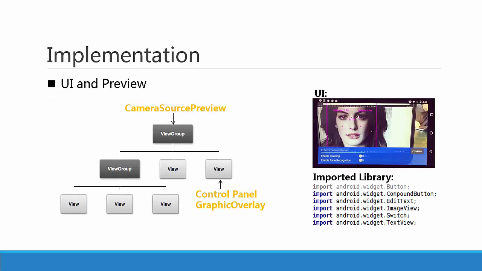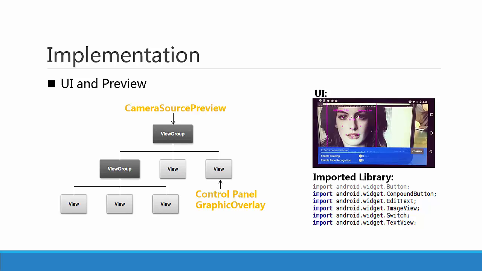The UI of our FaceNet is mainly divided into 3 parts: camera source preview, control panel, and the graphic overlay. Camera source preview can get the view from camera and then show it on the screen of the Android device. Control panel shows some control bars on the screen to let the users control them on the app. And graphic overlay is used to show the facial landmarks and bounding rectangles on the screen.